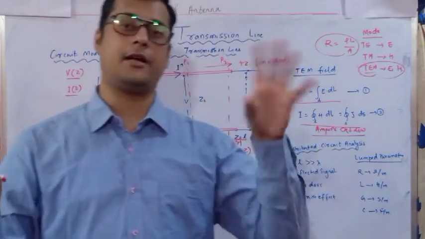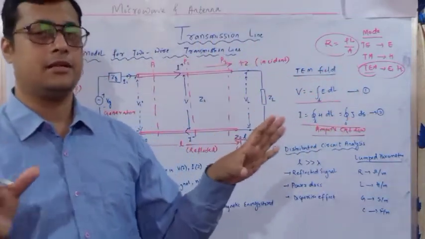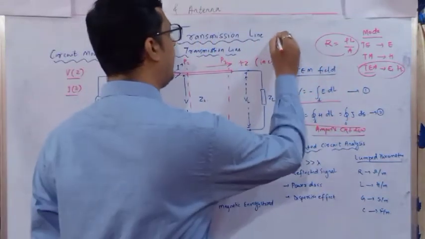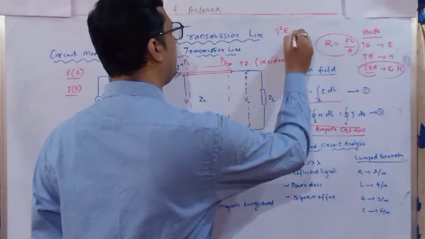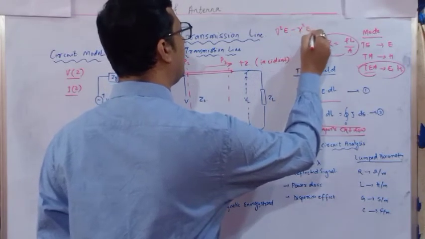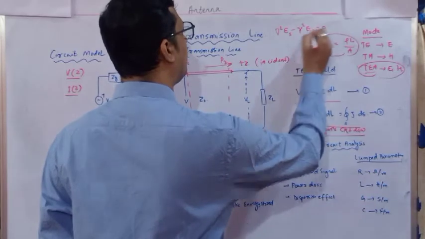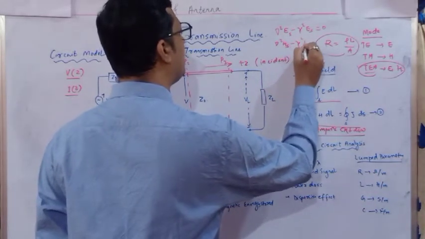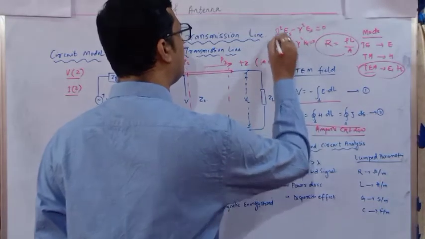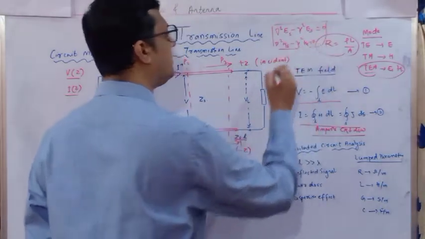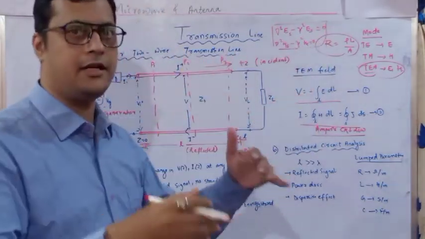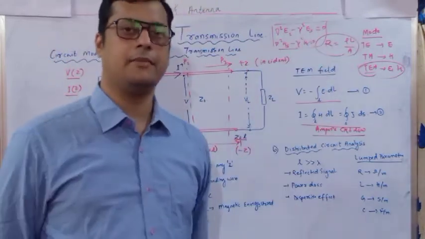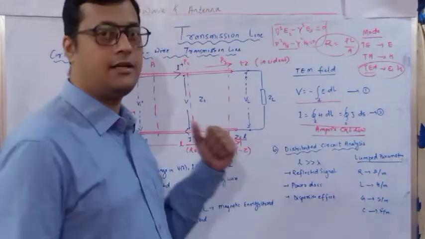Now in the first class we have seen how the electric field and magnetic field waves are interrelated with each other. We derived the wave equation as del square Es minus gamma square Es equals 0, and del square Hs minus gamma square Hs equals 0. This is the Helmholtz equation we derived for the wave propagating in a free space medium. But now it is a conductive medium.